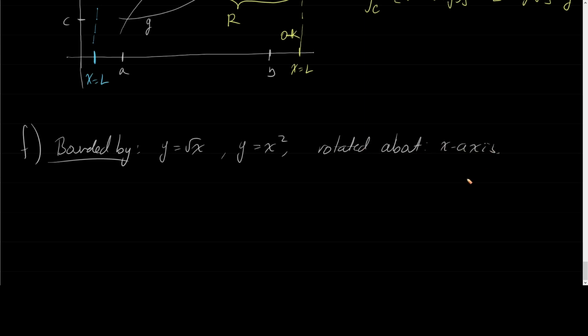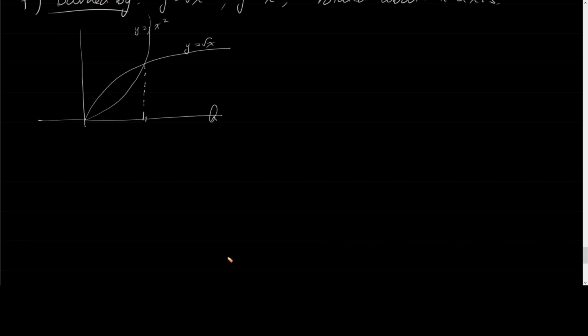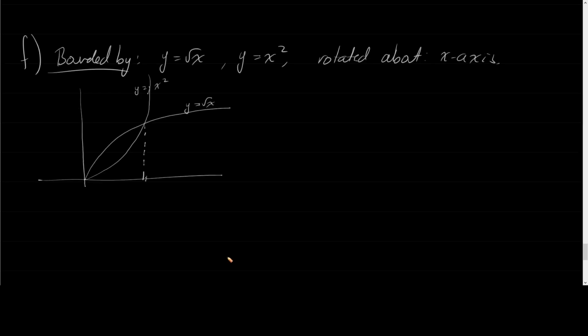All right. So let's see what we have here. We have the function square root of x. We've got the function y equals x squared. This is y equals x squared, and this is y equals radical x. So this is the region that we're rotating, and we're rotating this about the x-axis, right?